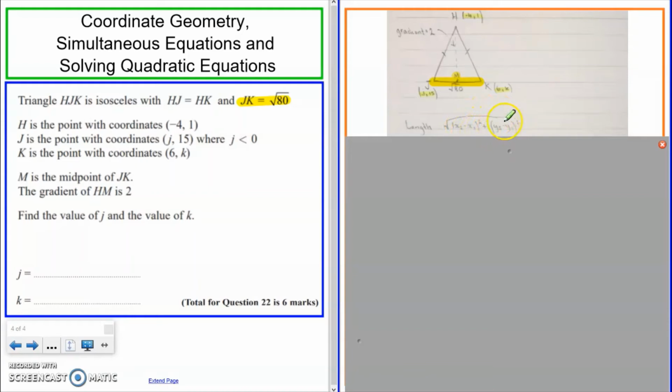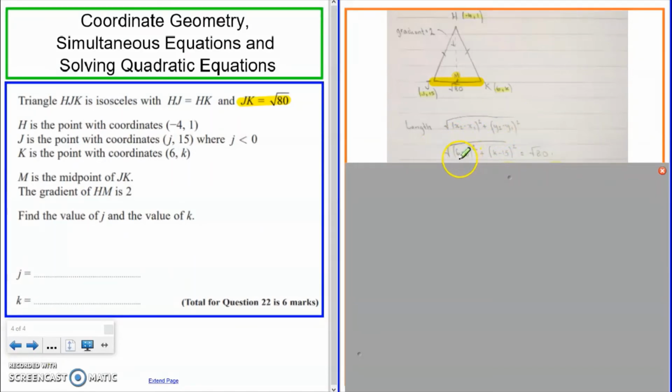I also know that this equation, using the coordinates x1, x2, y1, and y2, will give me the length of that line. So I've gone ahead and substituted in the coordinates of J and K into this formula, which is essentially Pythagoras finding the distance between 2 points.